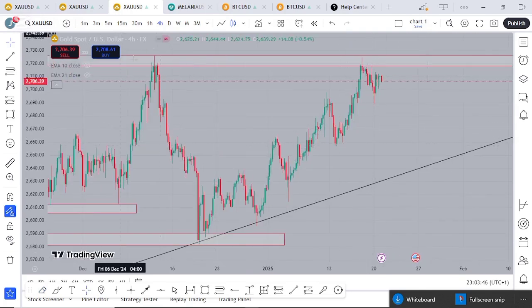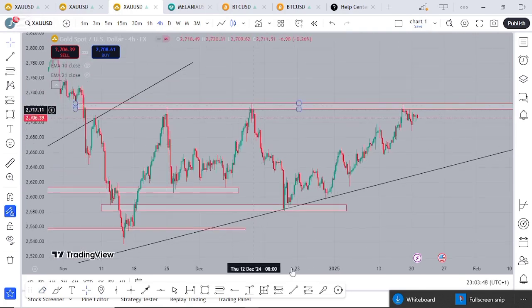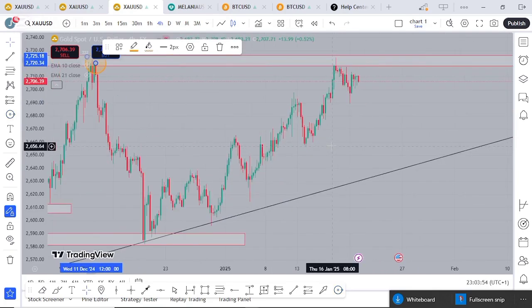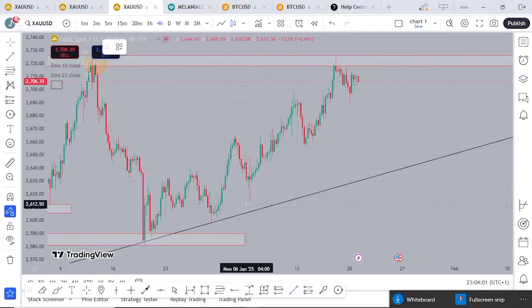Okay, so now since we have seen price from this zone, price has taken this external liquidity, guys. So what we expect here is price to take this liquidity that is here, or this liquidity. Now from here we have a trend line, so we'll monitor our structure also.